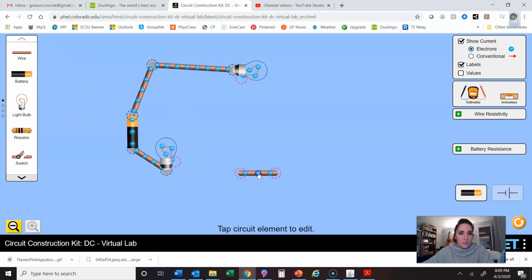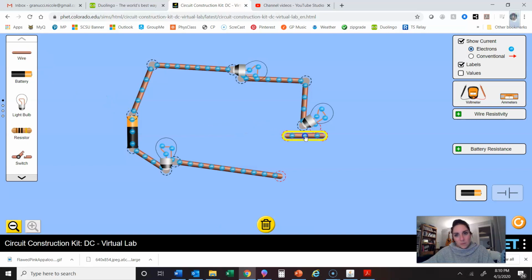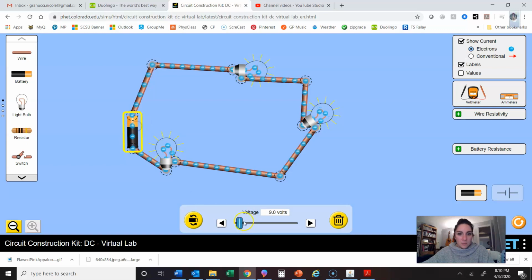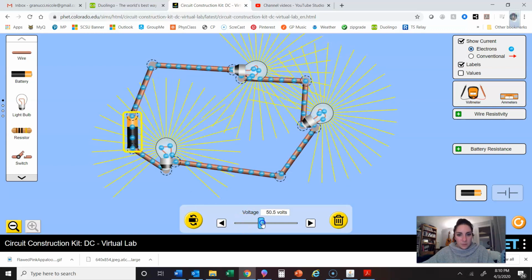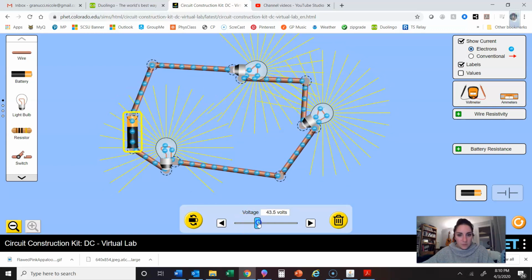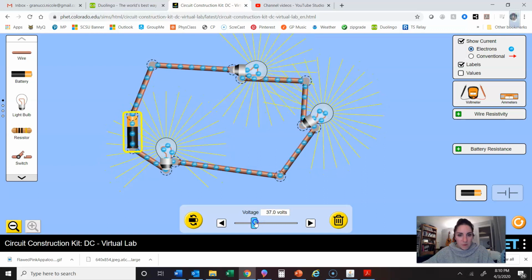I'll try to make it look like my diagram on purpose. 2, 3. There we go. I'm going to crank up the voltage just so it's a little bigger, and in fact, I'm going to set it to a nice number.